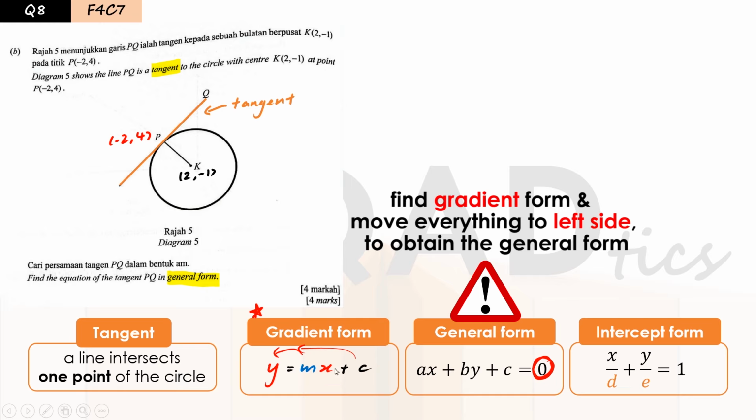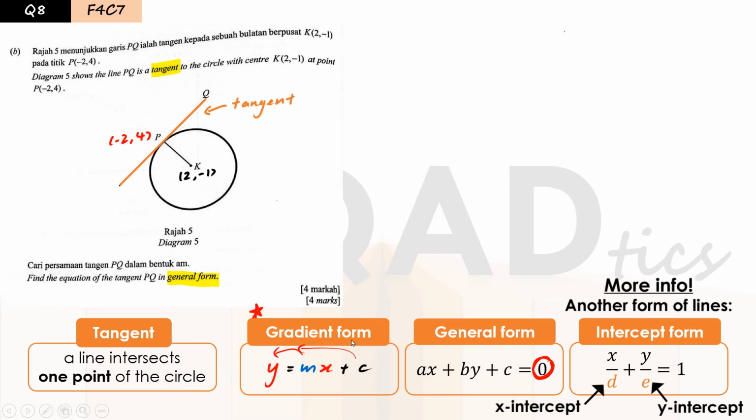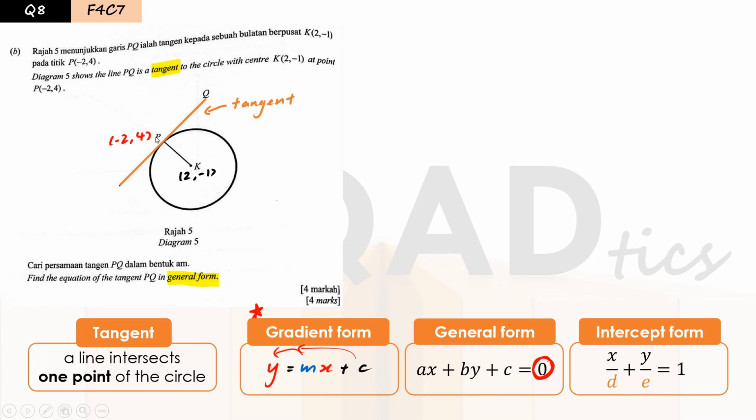Okay, so once we have the gradient form, we are going to move everything to the left side, so the right side would be 0, and this would be the general form. Okay, so before we find the general form, let us find out the gradient form first. Alright, so here the x and the y value would depend on the coordinates of the point at the tangent, which we already have, which is the coordinates of point P, right?